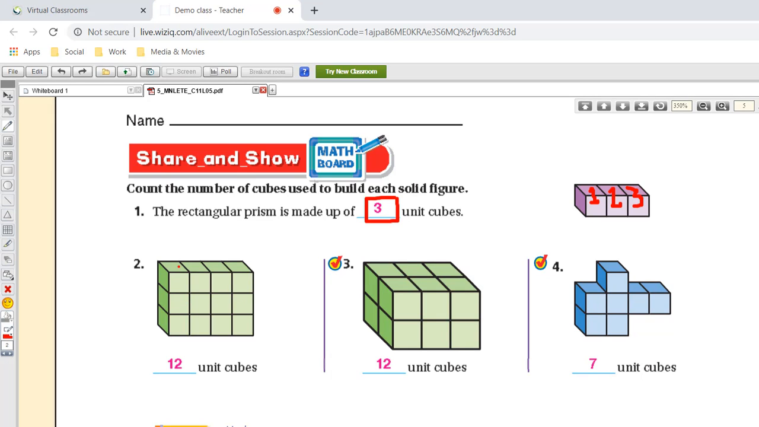We have here this 1, this 2, 3, 4, 5, 6, 7, 8, 9, 10, 11, 12. So we have here 12 unit cubes.